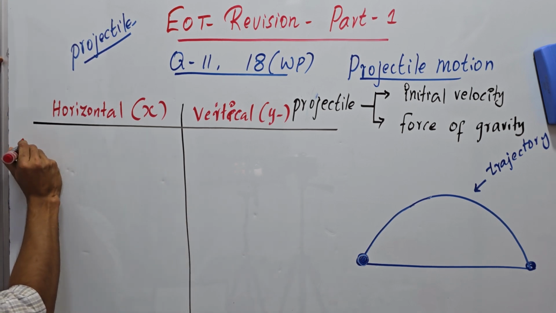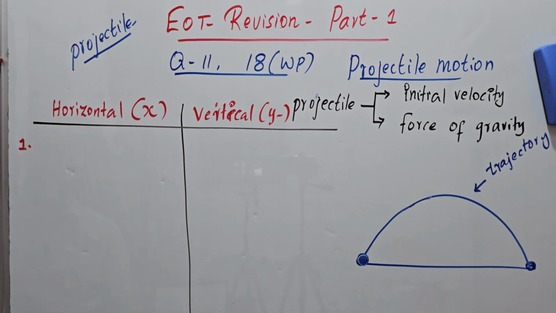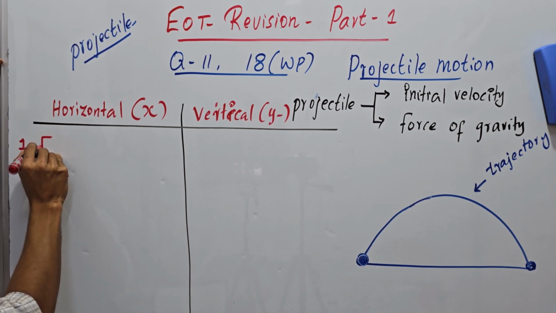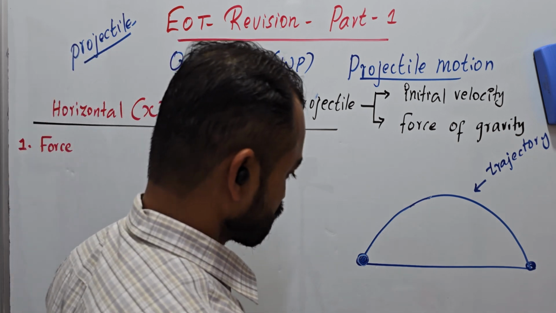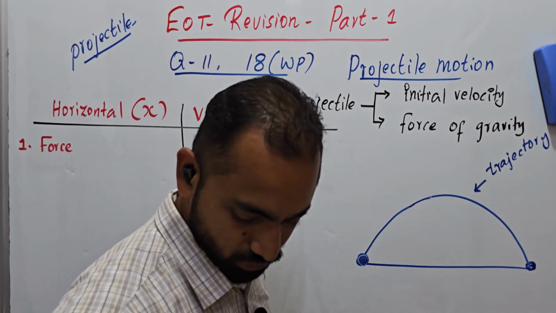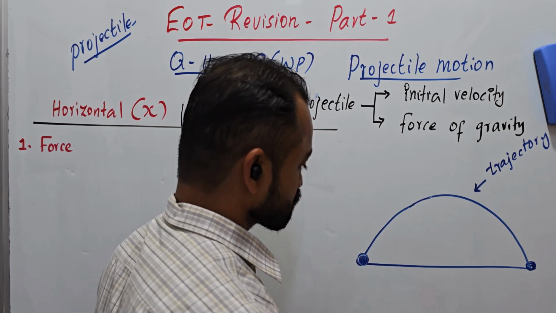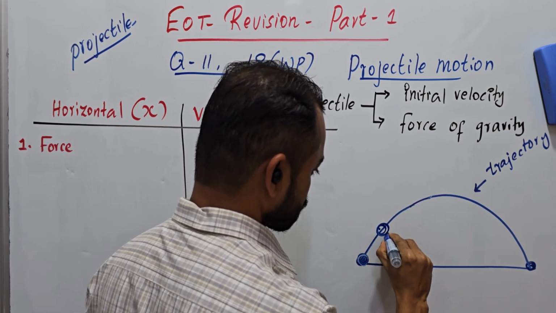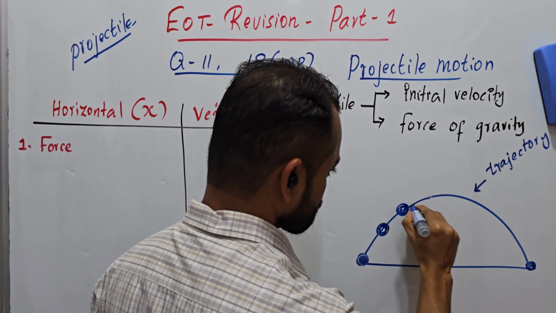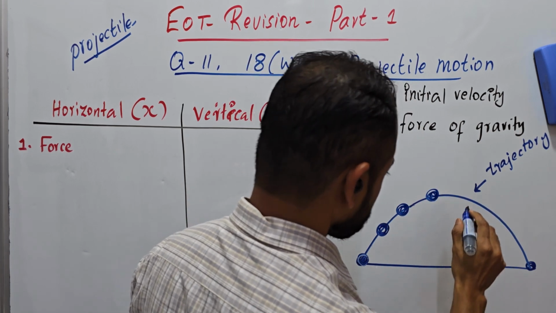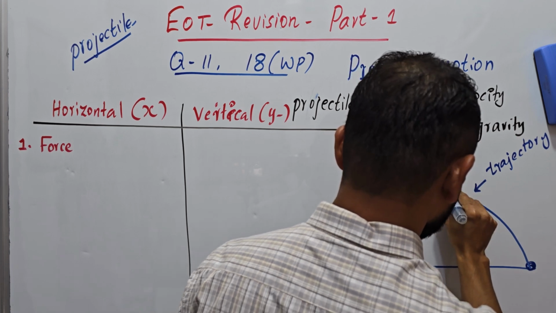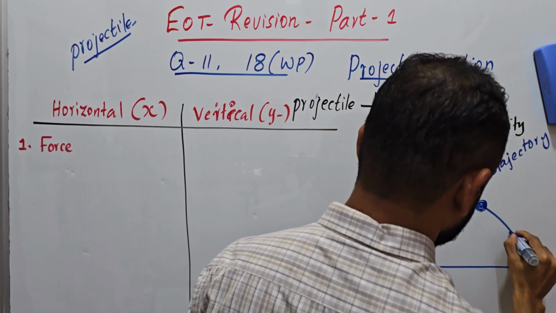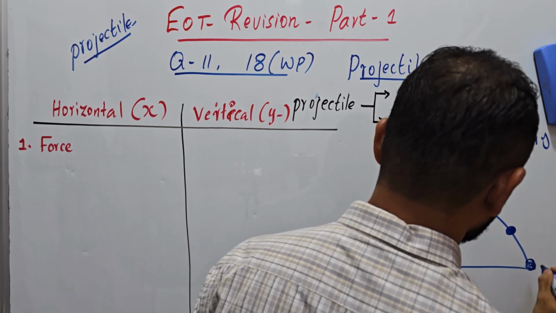So number 1. When the ball is moving in the air, is there any force acting on the object in the x direction, meaning the horizontal direction? So the ball is moving like this. I will ignore the air resistance. Always we are ignoring the air resistance.